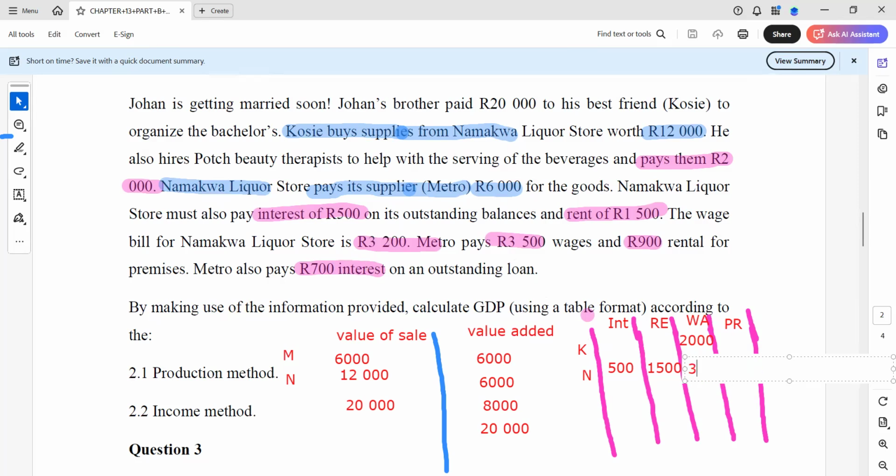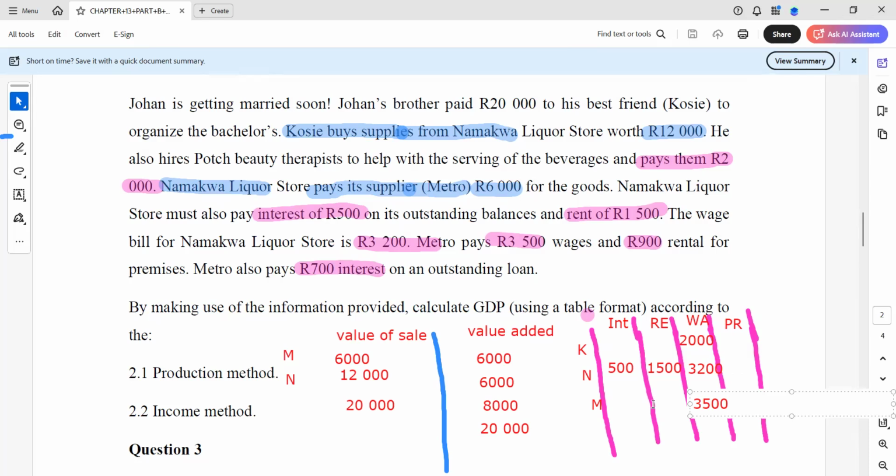Wages 3,200. Okay. And then they go on to say that Metro pays 3,000 wages, and okay, then also have Metro. They're saying that Metro pays 3,500 wages. So the wages are here. It's 3,500. And then wages and 900 rental.